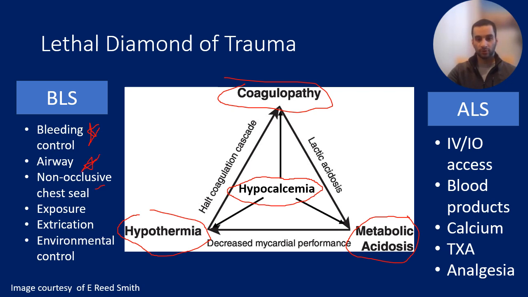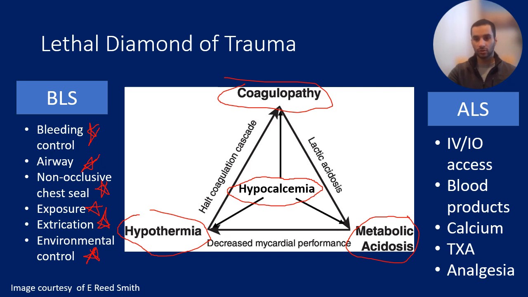You can also put that non-occlusive chest seal, like the example, the Hyfin one. Again, I don't have a particular brand preference, but that's a common one that's out there. You can expose, find all the injuries, you can get the patient out, and you can environmentally control the patient with blankets, by cranking the heat in the ambulance.